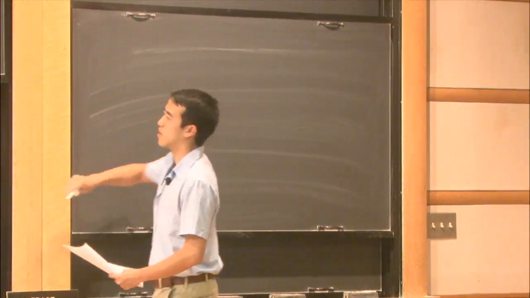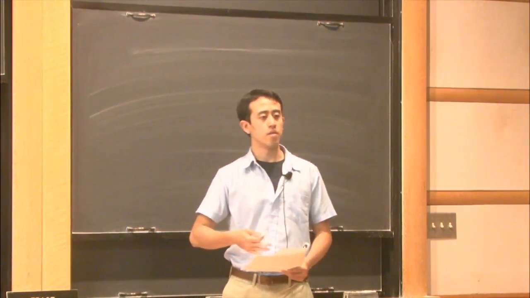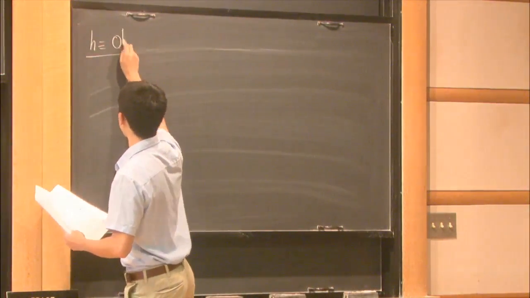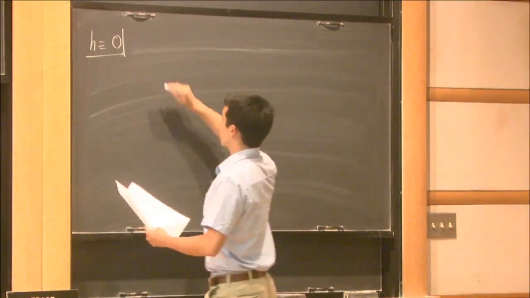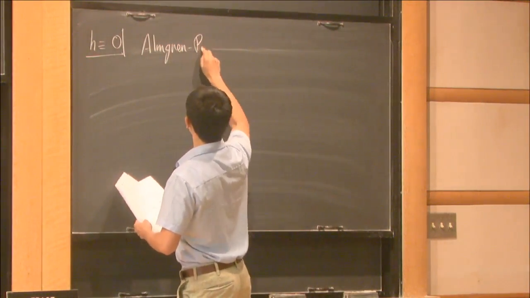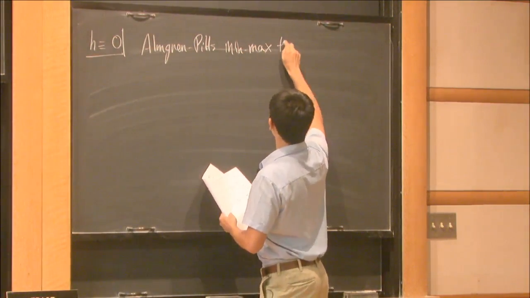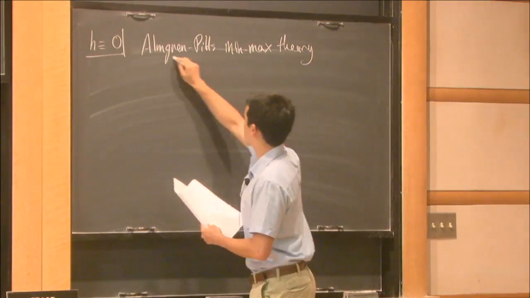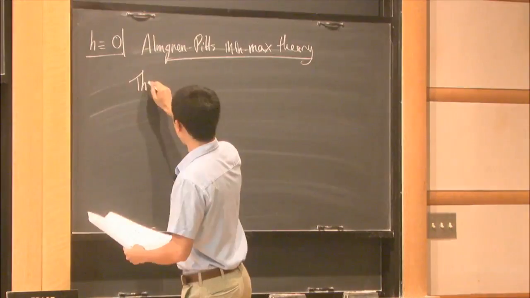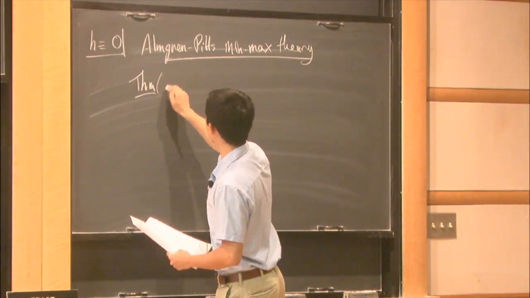On the other hand, if I do start restricting my prescription functions, then we really get somewhere. I think everyone has heard this H equals zero case. So this is the classical Almgren-Pitts min-max theory. And so the theorem, if I manage to state it correctly, is so.